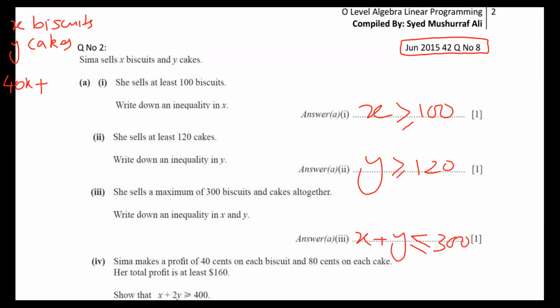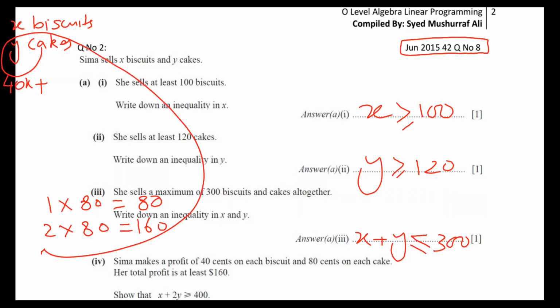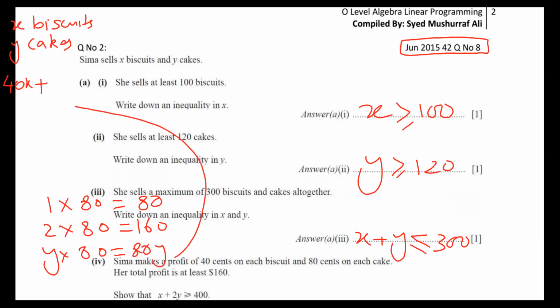She makes a profit on cakes. We can write 80 cents on each cake. So 80 cents each cake means like one cake, 1 into 80. So this is the money she will receive as profit on one cake. On two cakes, 80 into 2, so it becomes 160. Three cakes, you know it. But sorry, Y cakes, because we have Y cakes. So for Y cakes, Y into 80. So it gives us 80Y. So I'm writing it here. So 80Y profit earned. This is from biscuits and this is from cakes.